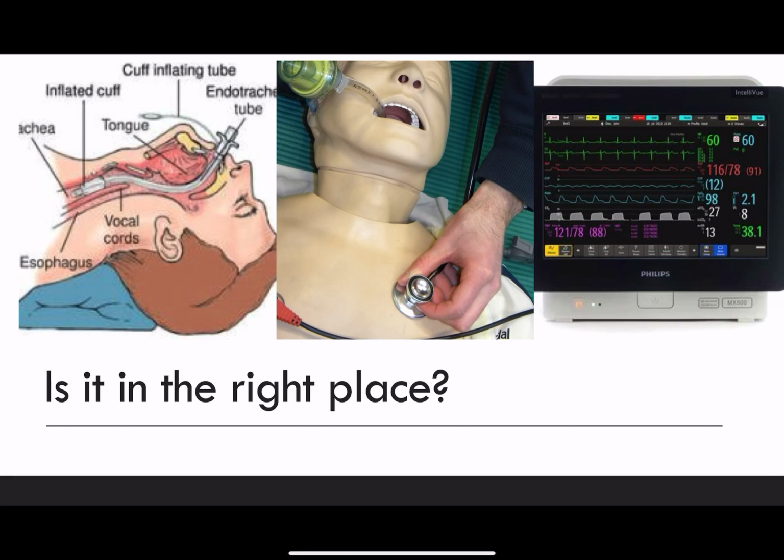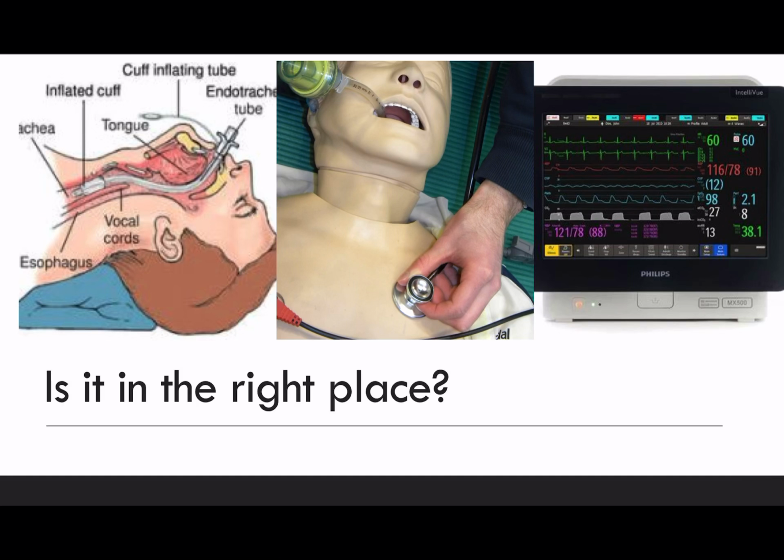So when you receive a patient, the first question that you must ask is, is it in the right place? Now, in order to know what the right place is, have a look at the cross-section that you see on the extreme left of this slide. You can see here the endotracheal tube going down and sitting in the trachea below the level of the vocal cords. Just behind the trachea, you can see there's the esophagus.